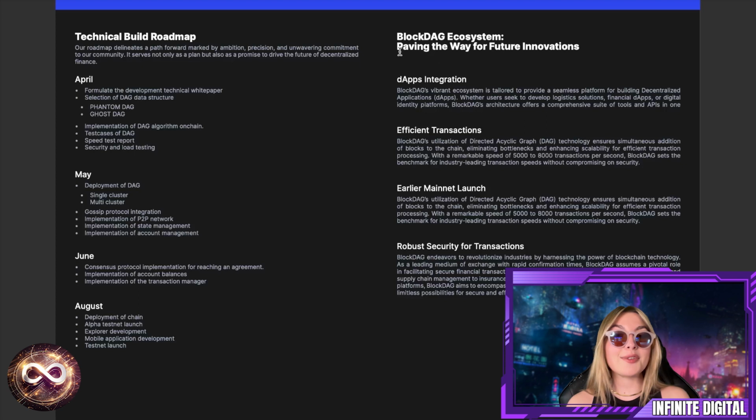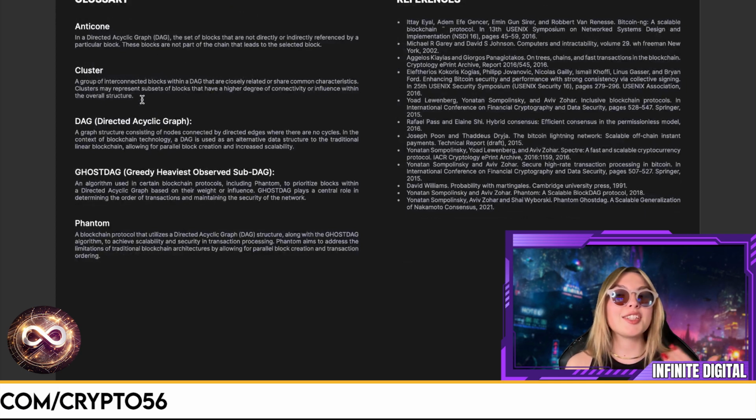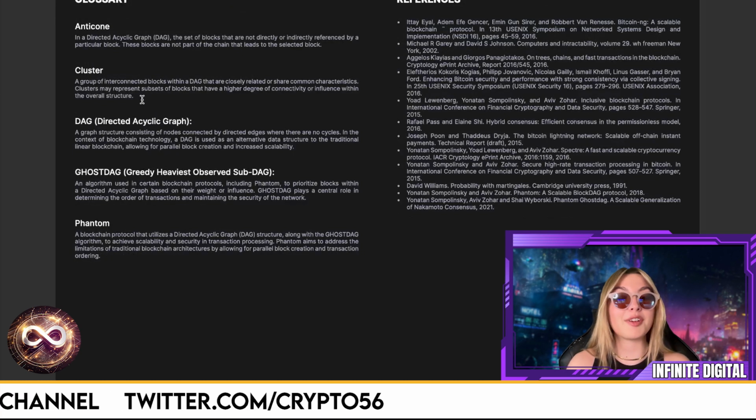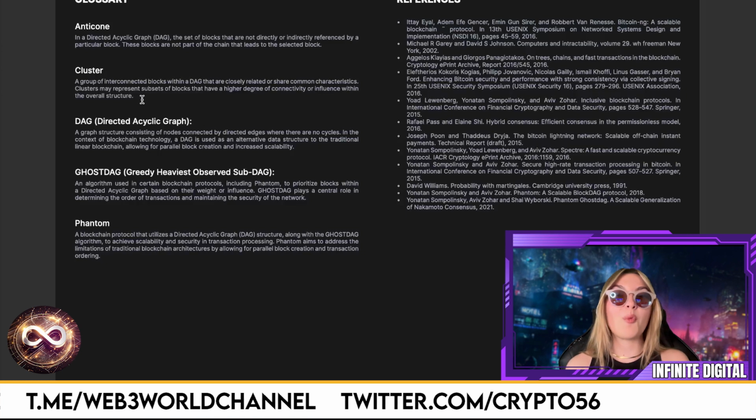You have the BlockDAG ecosystem as well, paving the way for future innovations, the dApps integration, the efficient transactions, earlier mainnet launch, as well as robust security for transactions too. So definitely check those out. And down below, the glossary, anti-cone cluster, DAG, ghost DAG, and phantom, which we thought is going to be coming up very, very soon. The references, obviously, and that would conclude their white paper.